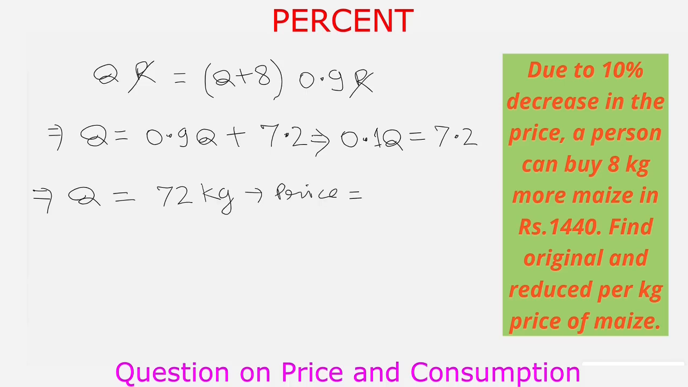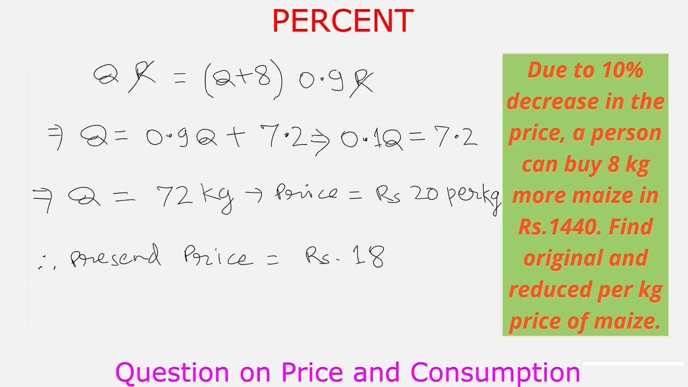Therefore, the earlier price equals rupees 1440 divided by 72, which is rupees 20 per kg. And therefore, 10% of 20 is rupees 2. So the present price is 20 minus 2, which is rupees 18. Now we can verify the answer. Earlier we were getting 72 kg at the rate of rupees 20. Now with the reduction, the price has become rupees 18. If 18 divides 1440, we get 80 kg. Earlier we were getting 72 kg, now we are getting 80 kg, and the difference is 8 kg as given in the question. This way we can verify the answer.